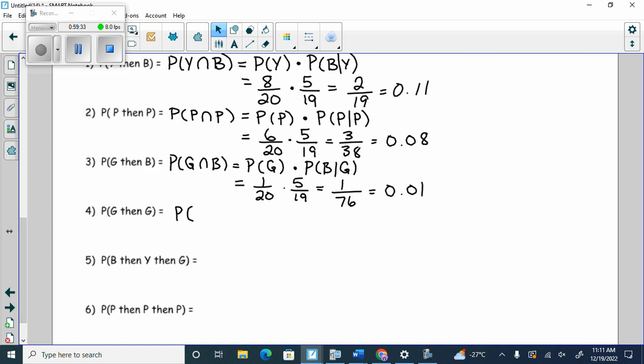So we want probability of green and green. So we want the probability of green times the probability of green given that I'm holding a green. Trick question. How many green are there? 1 out of 20. I'm holding a green. What's the probability of getting another green? So this is actually a 0% chance. Probability of getting a green without replacing it and getting another green, not going to happen. There's one green, right?